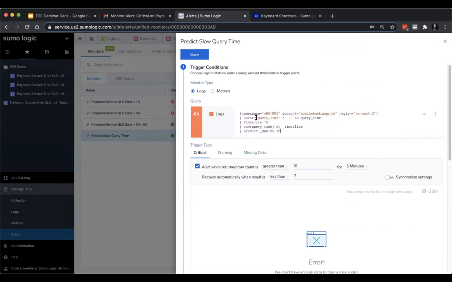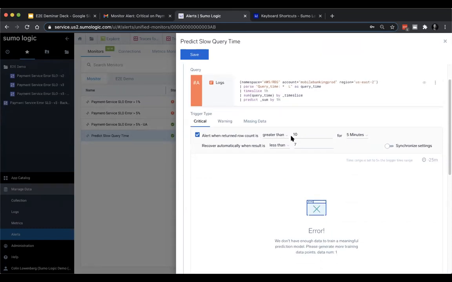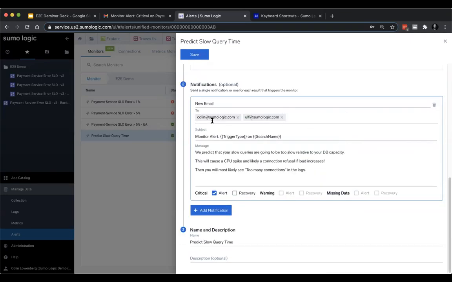So we're looking for any slow query that takes over a specific time. We sum that up over time and ask, how many times does this occur in 5 minutes? If we see 10 slow queries in 5 minutes, then we want to send a notification. So I'm going to send an email to myself and the other on-call SREs, saying, hey, I'm predicting that the slow queries are going to be too slow relative to the database capacity. This is going to take over and cause issues for customers. So what you should do is increase the number of connections and find the slow queries affecting it.